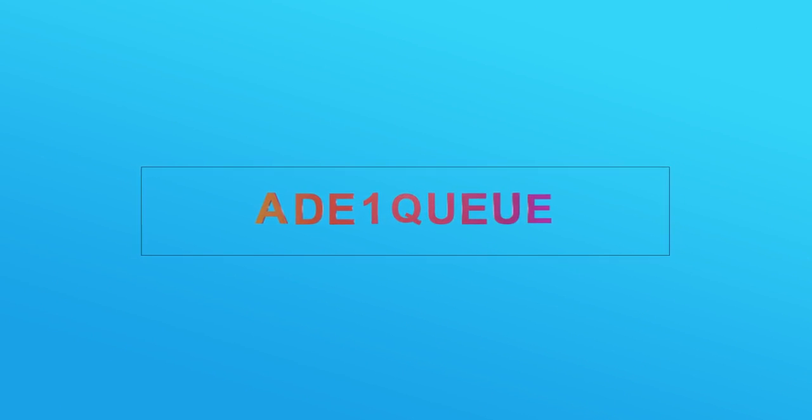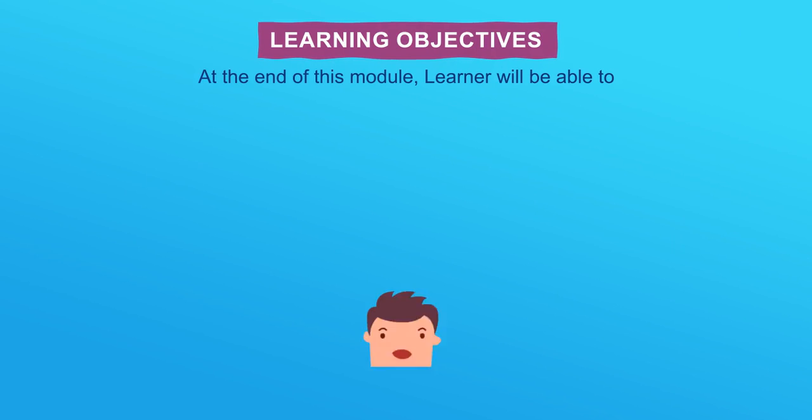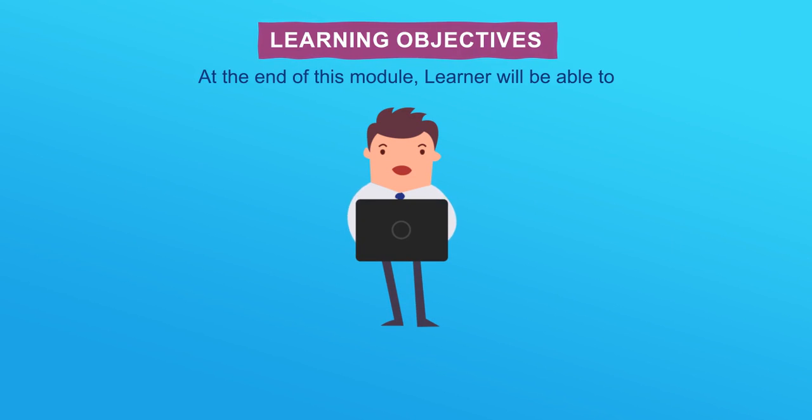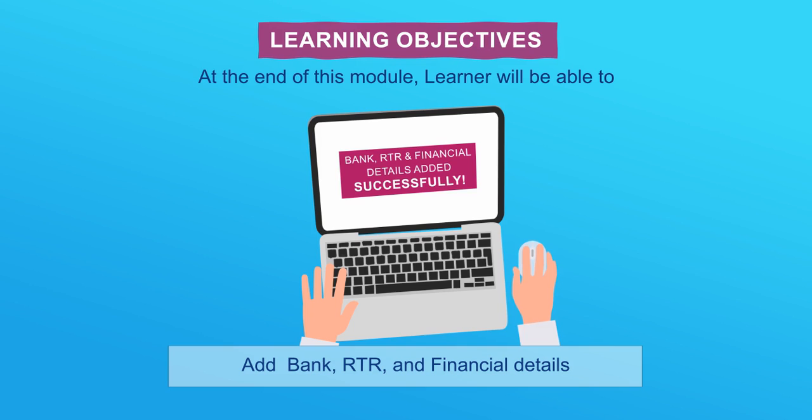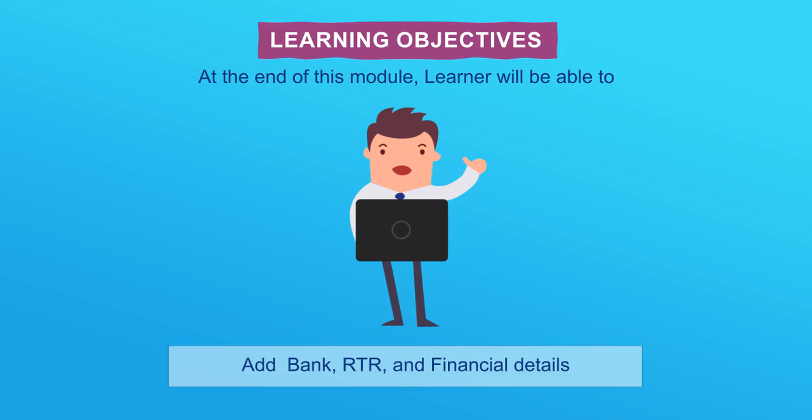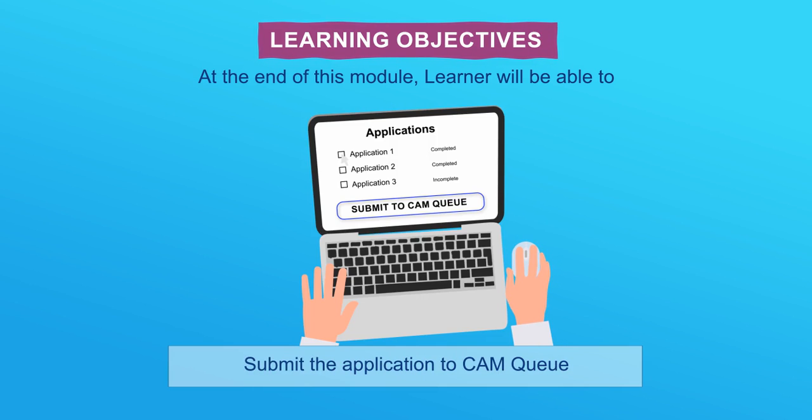One queue. At the end of this module, learner will be able to add bank, RTR and financial details. Submit the application to CamQ.